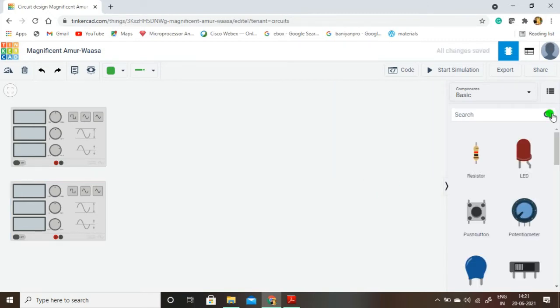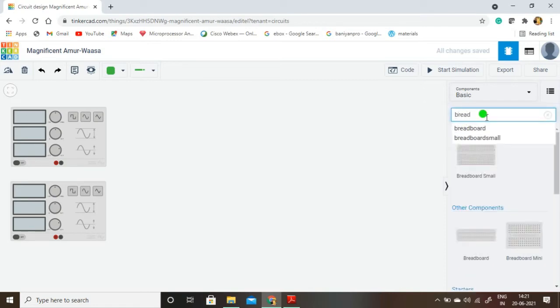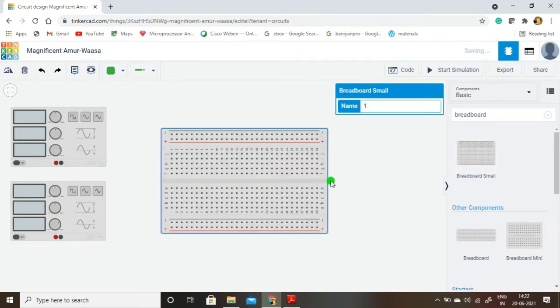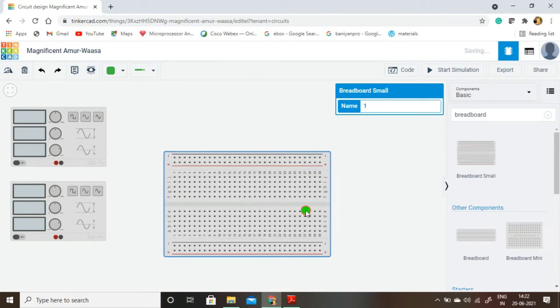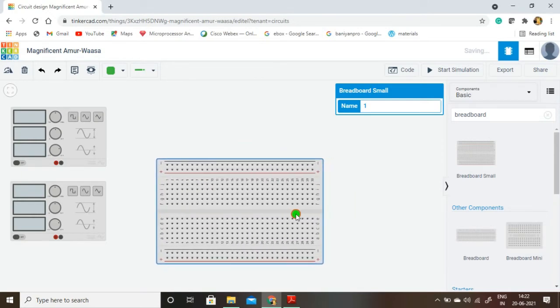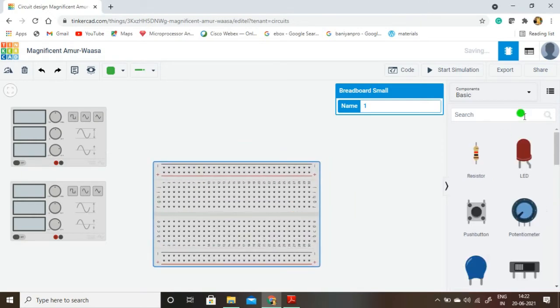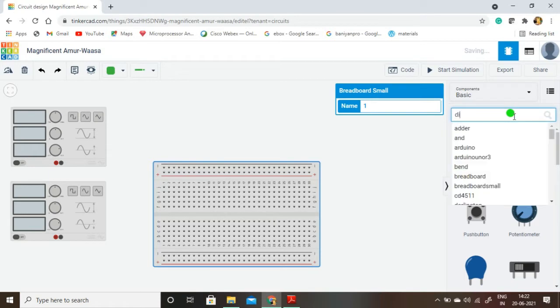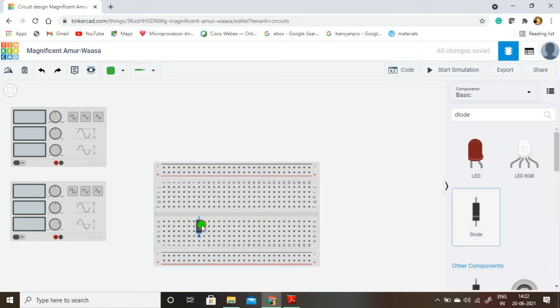Okay, the next component is the breadboard. Here first we are choosing the breadboard. Okay, this is the breadboard. Now what is the next component? The next component is the diode. How many diodes are we using here? I am going to use two diodes.